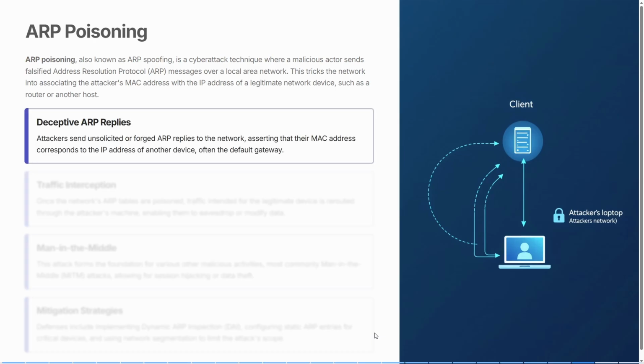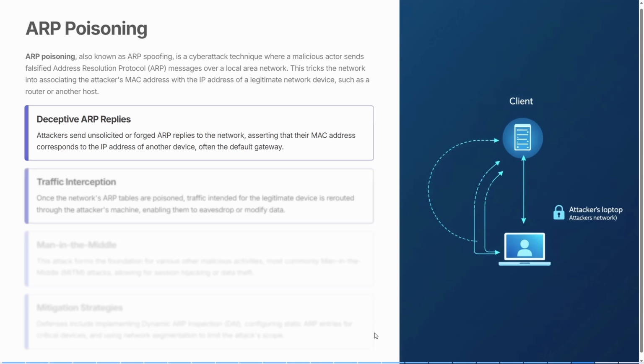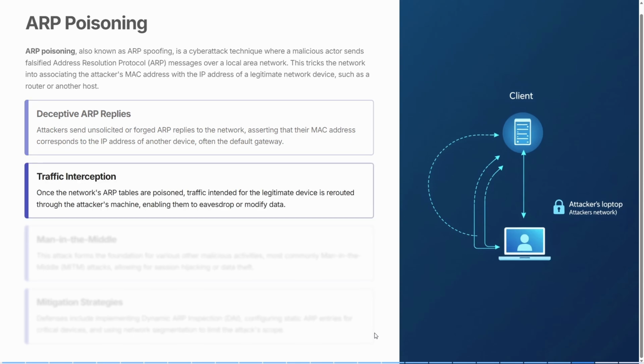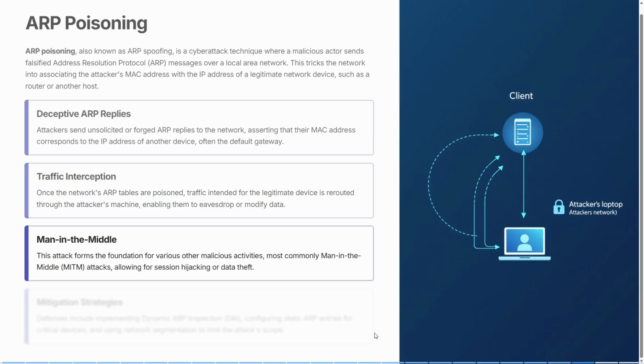All right. So you send an unsolicited or forged ARP reply to the network, asserting that their MAC address corresponds to the IP address of another device. And if you can successfully trick that device, then you're going to essentially poison the table, which basically means there's falsified data in there that will benefit the attacker. In this case, rerouting data meant for someone else to the attacker's device, because the network thinks that the MAC address is associated with their IP address. So this allows a man-in-the-middle attack, because if you're getting data that you shouldn't, you can modify it and then send it on its way, or you can just capture it yourself as well.